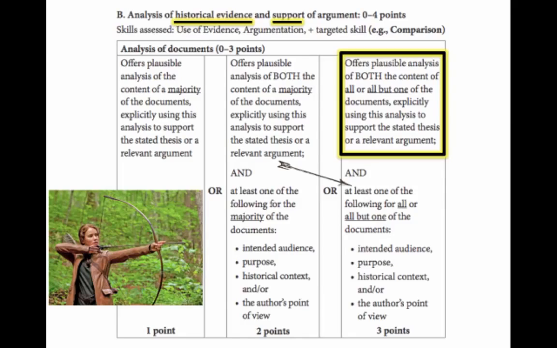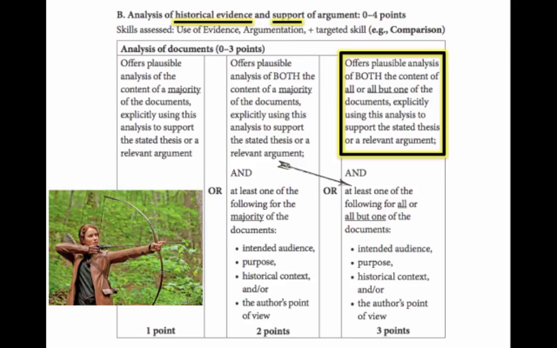You need to talk about what is the intended audience of the document. That's one option. The purpose of the document. The historical context in which the document was written, or the author's point of view. So if you do any one of those in your analysis while supporting your thesis, you can get the full 3 points. Now, it's hard to remember all those different things.